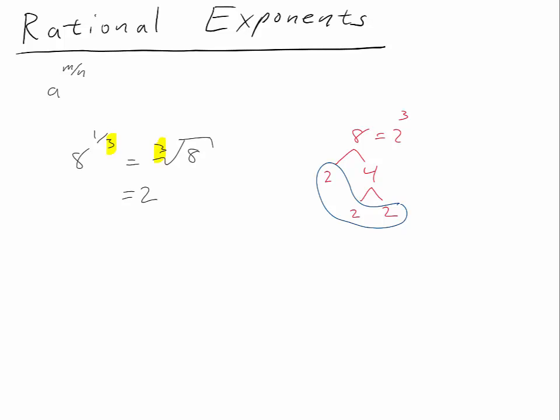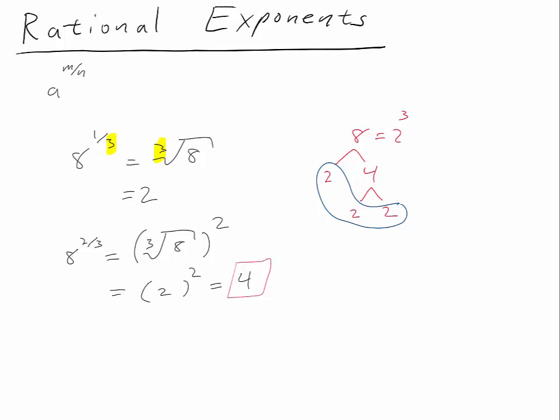Okay, so that's good. And what if we have not just a 1 on top, but something a little bit more complicated? What if we have 8 to the 2/3 power? In this case, it ends up being the cube root of 8 squared. We already saw that the cube root of 8 is 2, so that becomes 2 squared. And then 2 squared, of course, is 4.